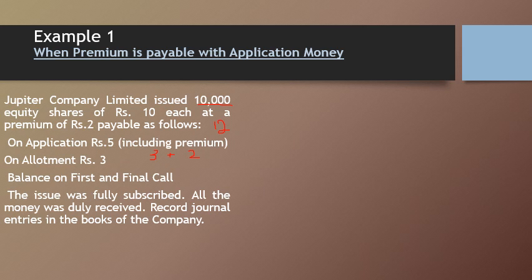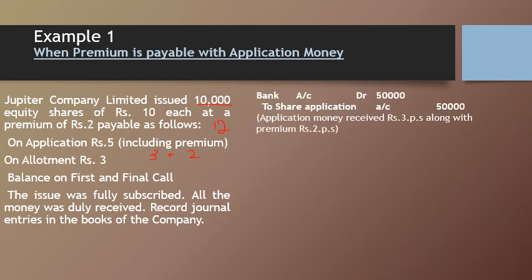Record the journal entries in the books of the company. So let's start recording this problem. When the company receives applications, how much amount will they get? They are issuing 10,000 shares. Then what is the application amount? The application amount is 5. So 5 into 10,000, 50,000.